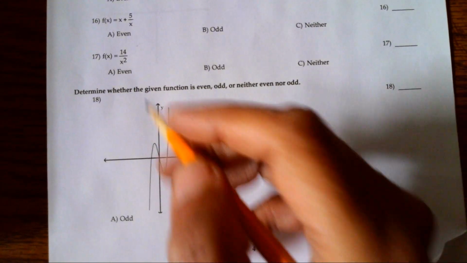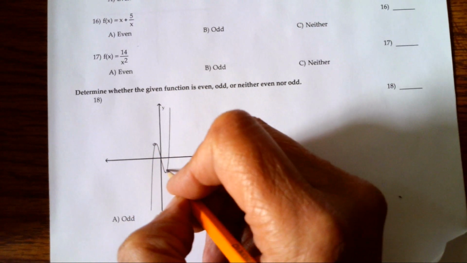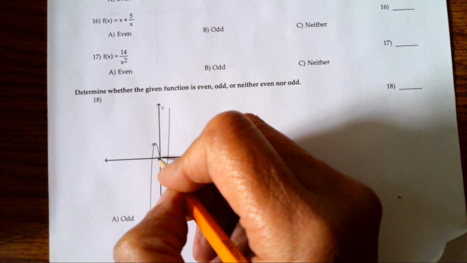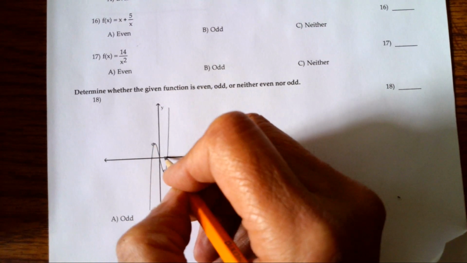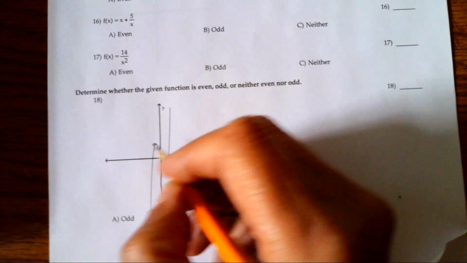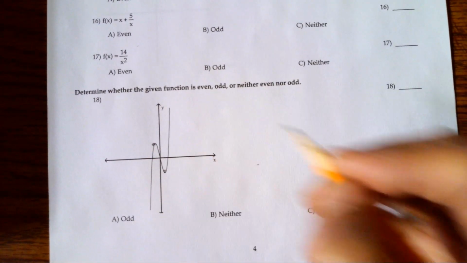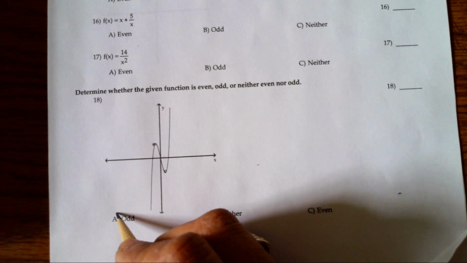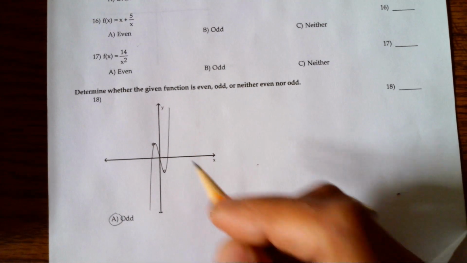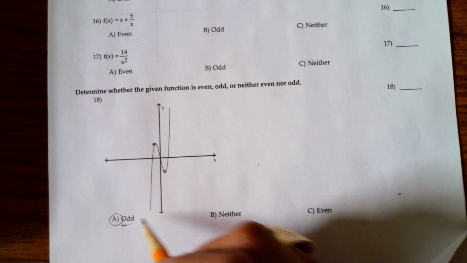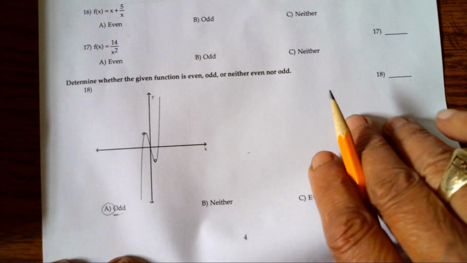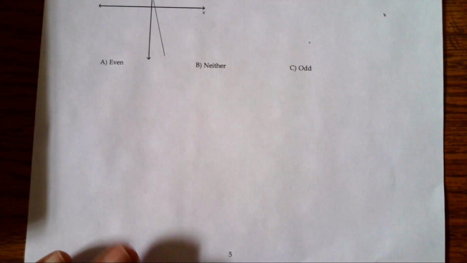Same thing, odd or even. Well, this point matches up with that. If this is, let's say, (-1, 2), this is (1, -2). I've got origin symmetry, which means I've got an odd function, number 18. I got that odd function. Origin symmetry implies odd. O for origin, O for odd.